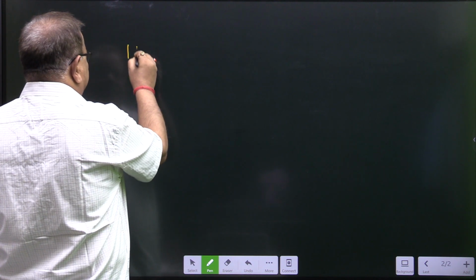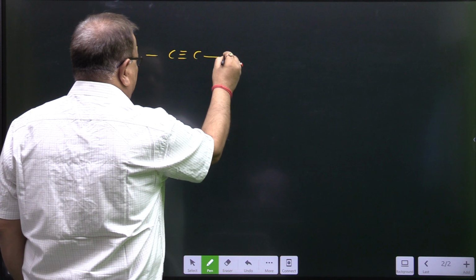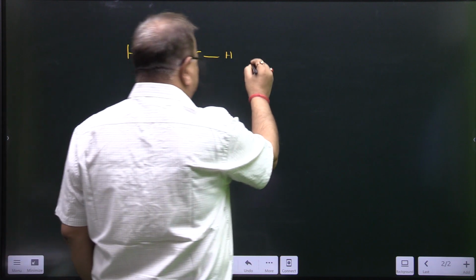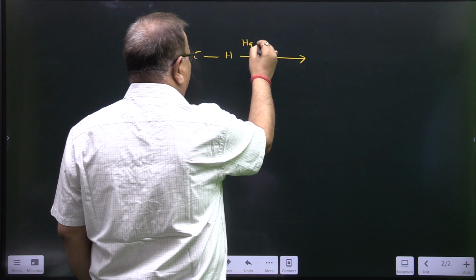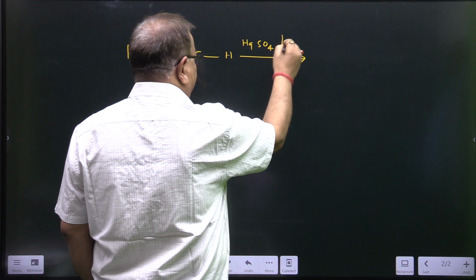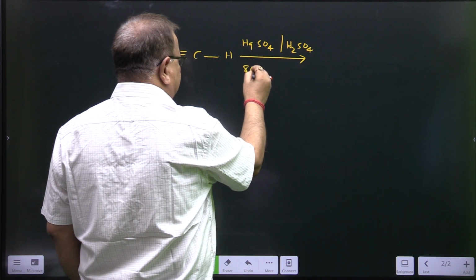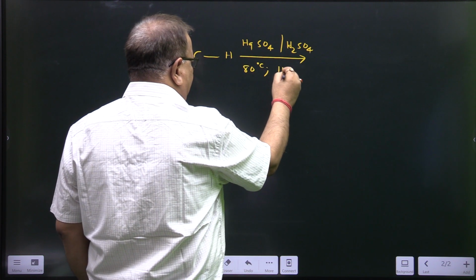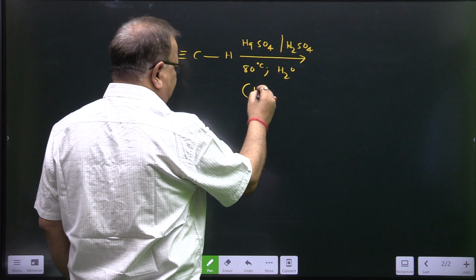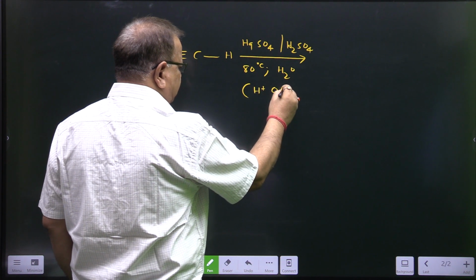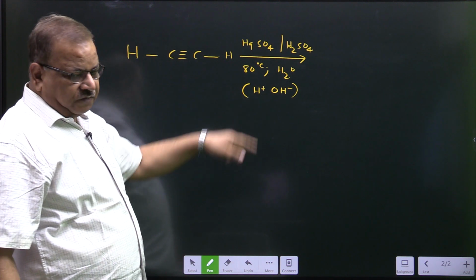It is acetylene, and hydration is possible in the presence of a salt like HgSO4 and H2SO4 at 80 degrees Celsius. H2O is going to be added, hydration, H2O is added. In the case of H2O, we can write it like H plus and OH minus. It is a nucleophile and it may act like an electrophile.